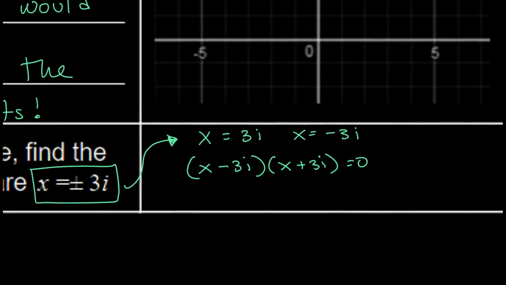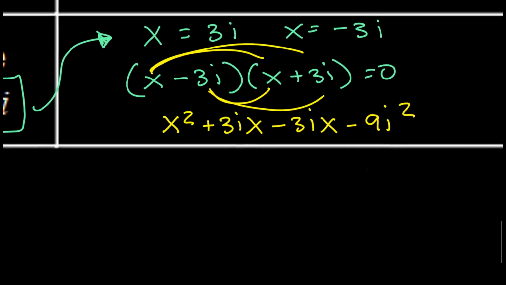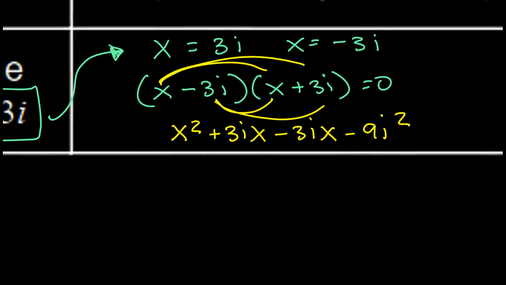You double distribute. X times x is x squared. X times 3i is 3ix. Negative 3i times x is negative 3ix. And negative 3i times a positive 3i is a negative 9i squared. If you're doing this correctly, should you end up with i's in your quadratic? No. No quadratic starts off with an i in it. So here, what happens to the middle terms?